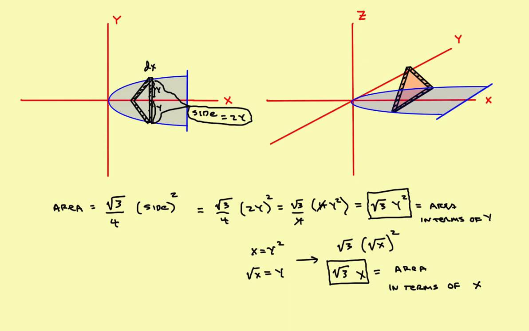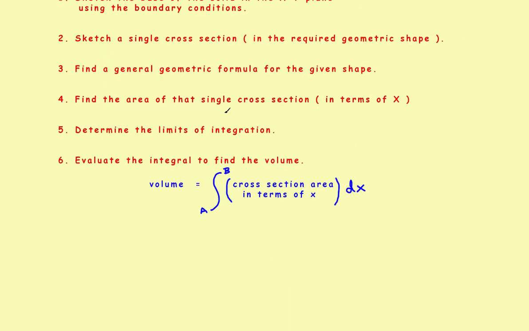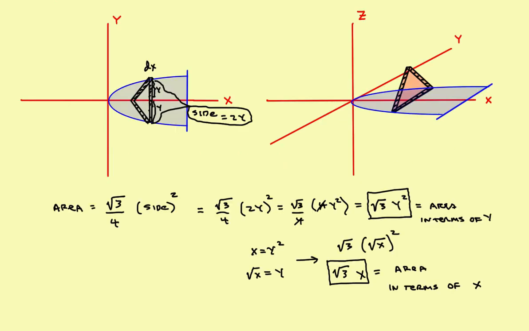So again, now let's go back and look at our steps. So we finished step 4. You've got the area of a single cross-section in terms of x. So the next thing you need are the limits of integration, from what to what, and again, you can get that off your figure, so let's go back and look at the figure.